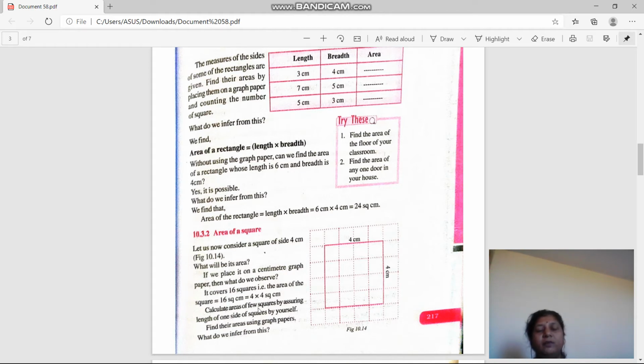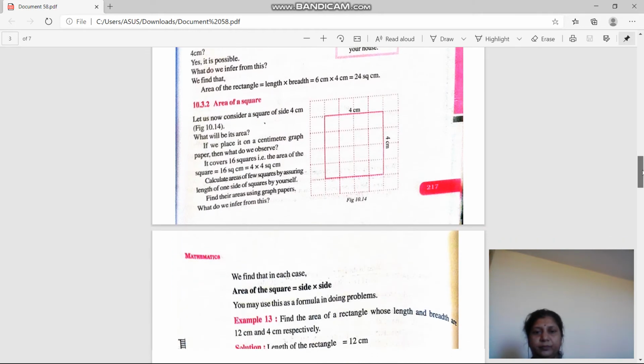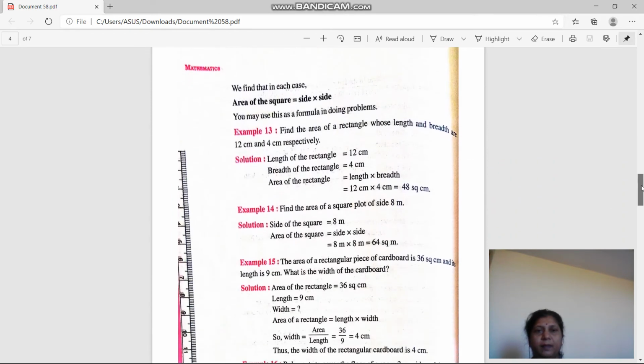Calculate the area of a few squares by assuming the length of one side of the square by yourself. Okay, find the area using graph paper. So what will we find? Same here. Okay, next. We find that in each case the area of the square is equal to side into side. You may use this formula for doing problems.